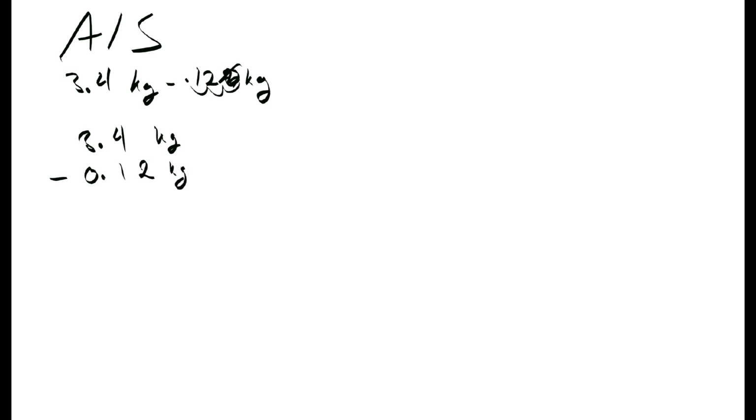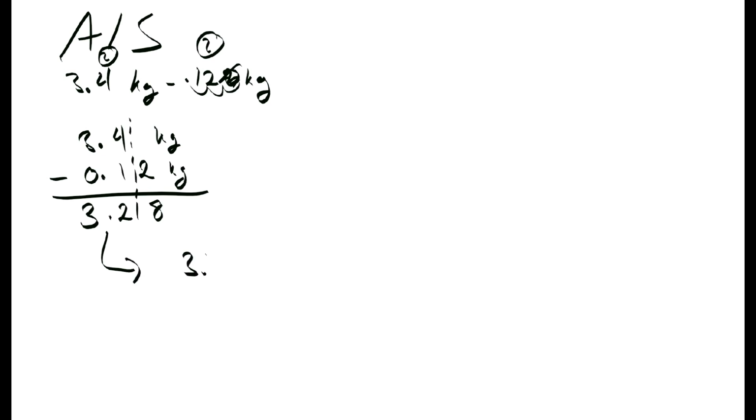So subtraction, let's use 3.4 kilograms minus 120 grams. Let's go ahead and shift this. So it's 0.12, get rid of the 0 because of sig figs, kilograms. So 3.4 kilograms minus 0.12 kilograms. So 2 sig figs. Now the number of sig figs doesn't matter. It's whichever one runs out of sig figs first. So 3.28, and when we round this, it's 3.3 kilograms.